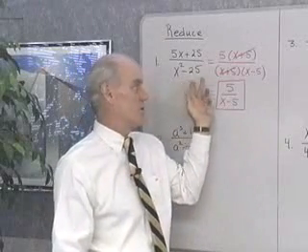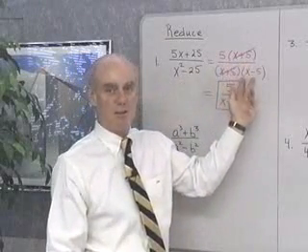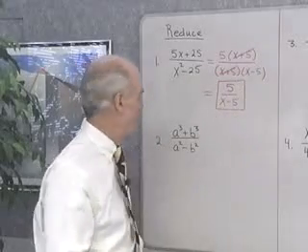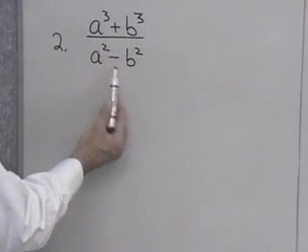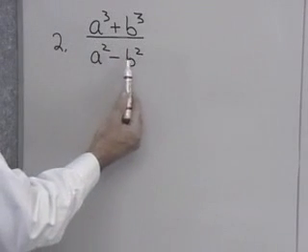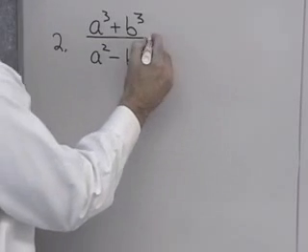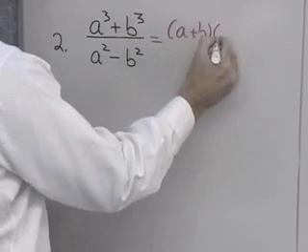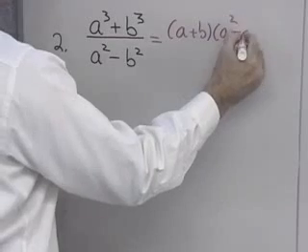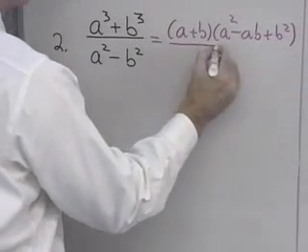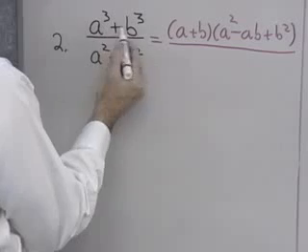And we reduce to lowest terms by factoring the numerator, factoring the denominator, and then dividing out any factors they have in common. Second problem here, we have this rational expression. In the numerator is the sum of two cubes. In the denominator is the difference of two squares. Let's factor. A plus b times a squared minus ab plus b squared. I've memorized that formula for factoring the sum of two cubes.